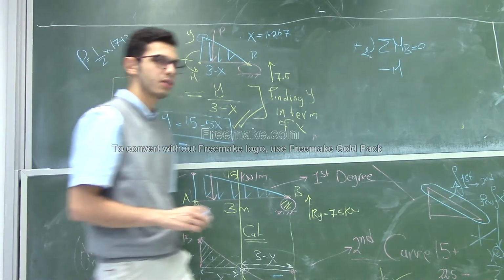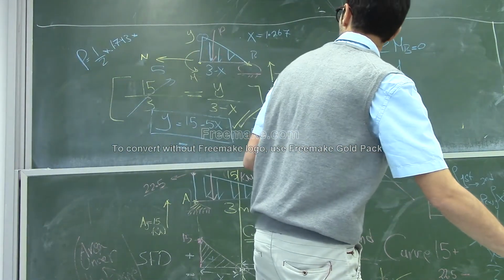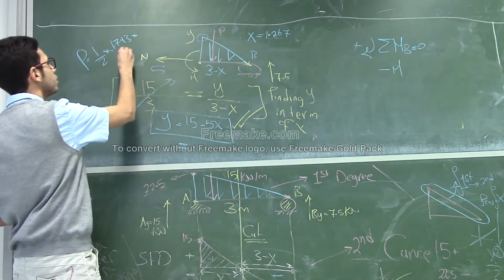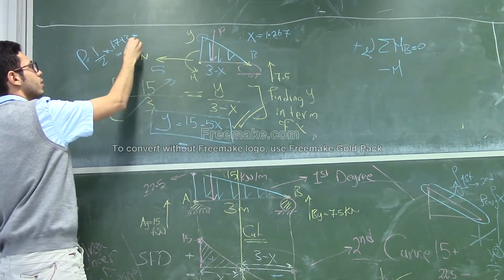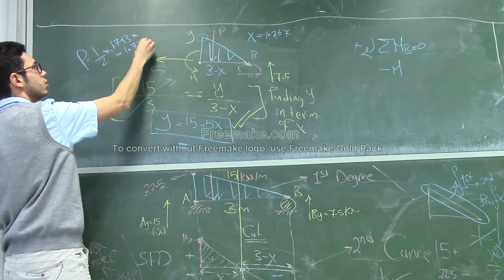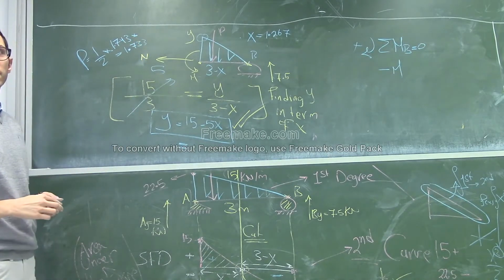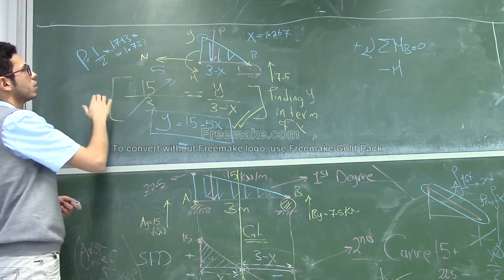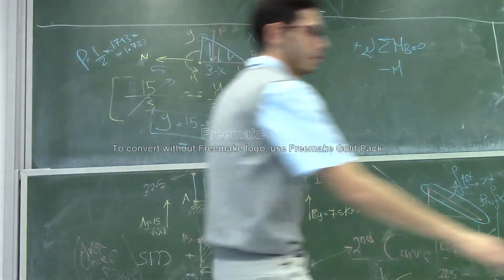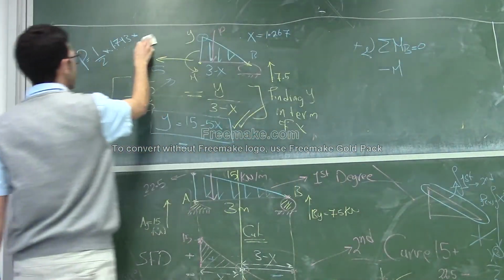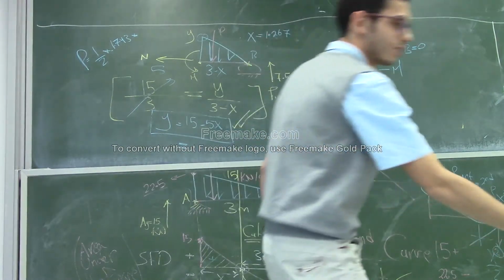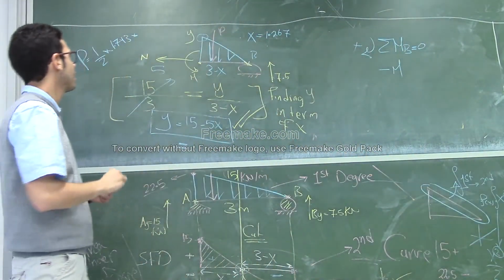1.7. No, for P. Okay, it's 1.733. No, instead of the 1.743, it's 1.733. It's just one single digit. Okay? One single digit.